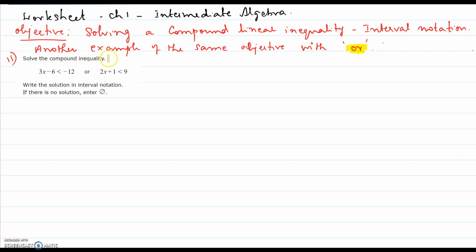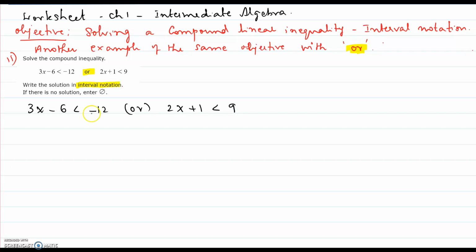Solve the compound inequality 3x minus 6 less than negative 12 or 2x plus 1 less than 9. Write the solution in interval notation. If there is no solution, enter 5. As we did in the previous problem, we have to solve for each one of them separately and then we will see how we can connect them by the statement or, compound statement or.